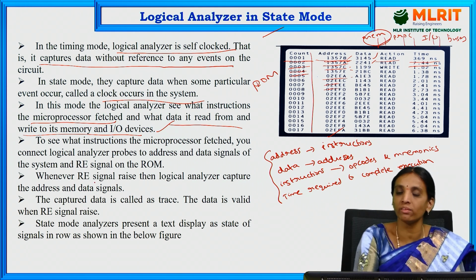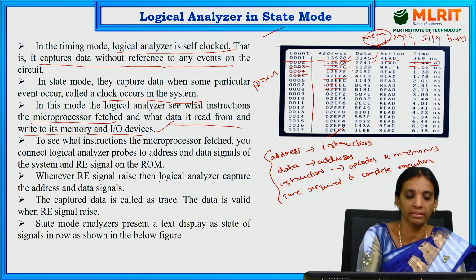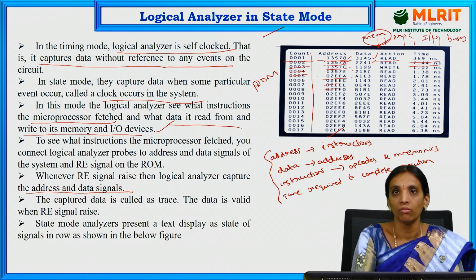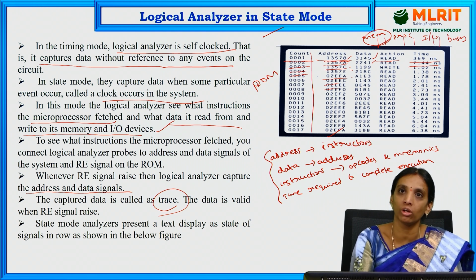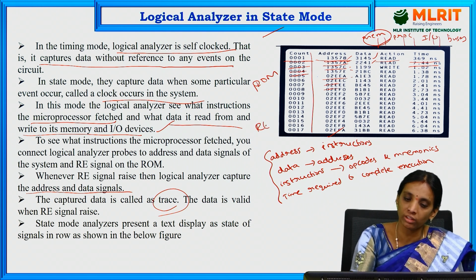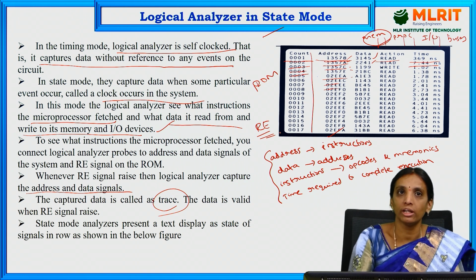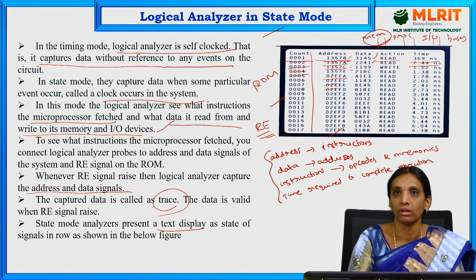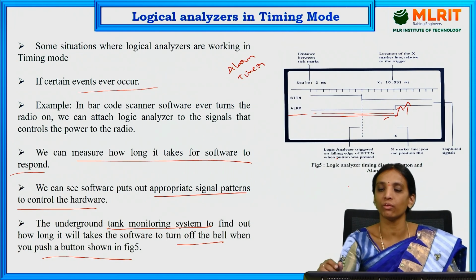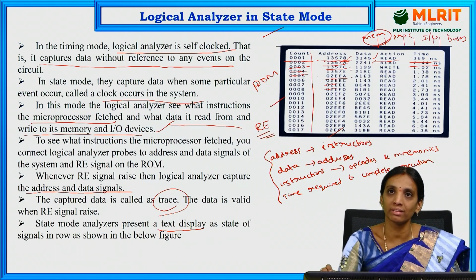Whenever the RE signal, which is the read enable signal, is enabled, the logic analyzer captures the address and data signals from the memory or IO device. This captured data is known as the trace. The captured data will be available in the logic analyzer only until the RE signal is high. The state mode analyzers display the information in the form of text only, as in the example shown here, whereas in the timing mode it displays the information in the form of a waveform. In the state mode it displays the information in text form.